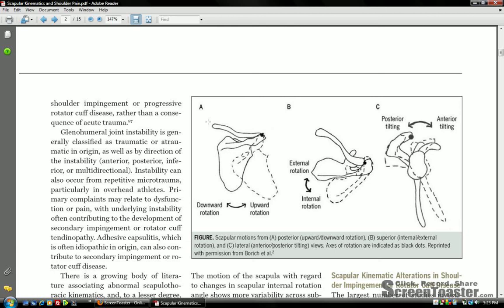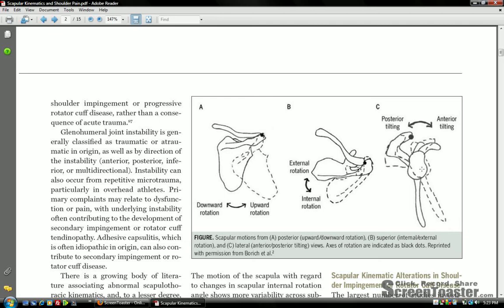motions. So A here describes upward and downward rotation. Upward rotation is critical because it moves the acromion out of the way of the elevating humeral head. Internal and external rotation, or B, is what a lot of therapists will know as protraction and retraction. And again, if the scapula is internally rotated or protracted, that shuts down the subacromial space.